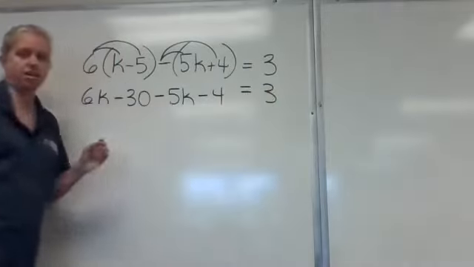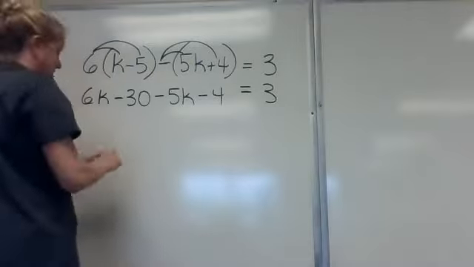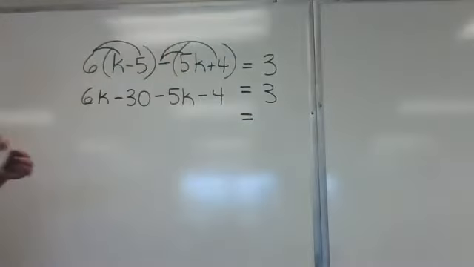And I still have the 3 on the other side. Now, once you distribute, you're probably going to have some like terms to combine. So let's see. On the same side of my equal sign is what I'm looking for to see if I can clean this up.